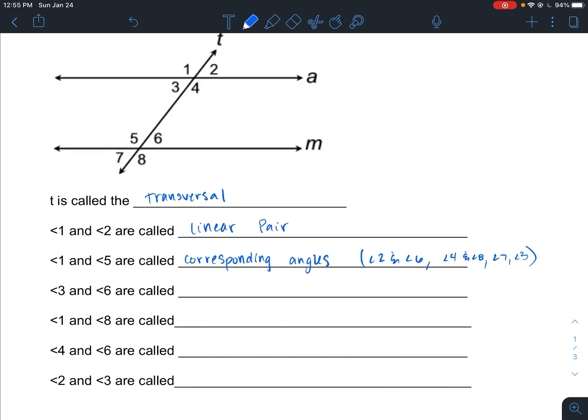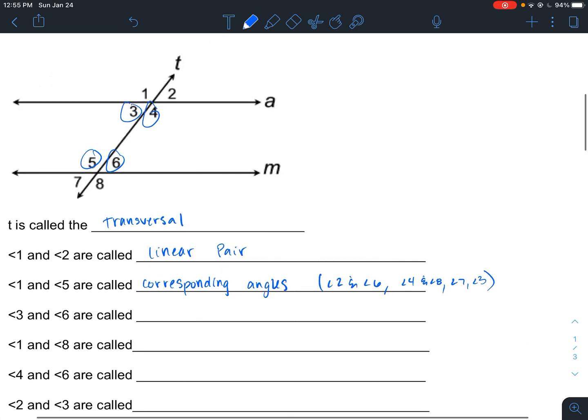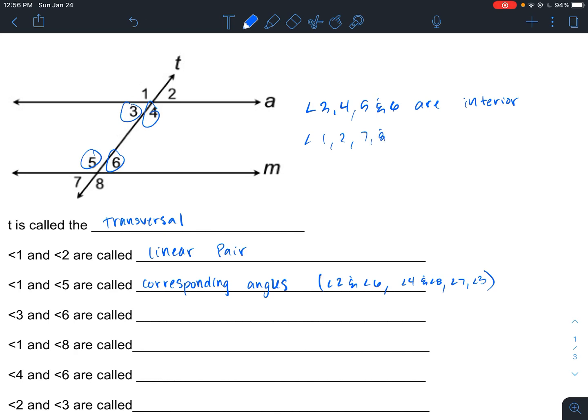So angles 3 and 6 right here. So notice that, well, we call these angles right here, so angles 3, 4, 5, and 6 are called interior angles. So 3, 4, 5, and 6 are interior angles, while angles 1, 2, 7, and 8 are exterior angles.